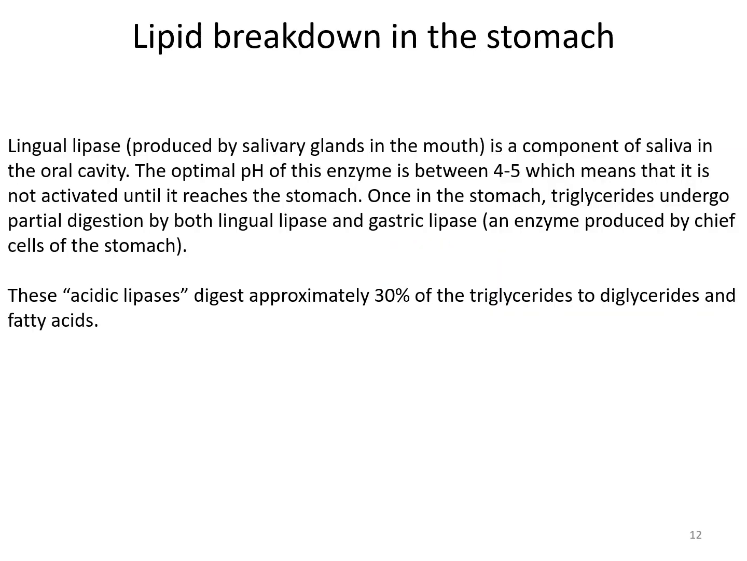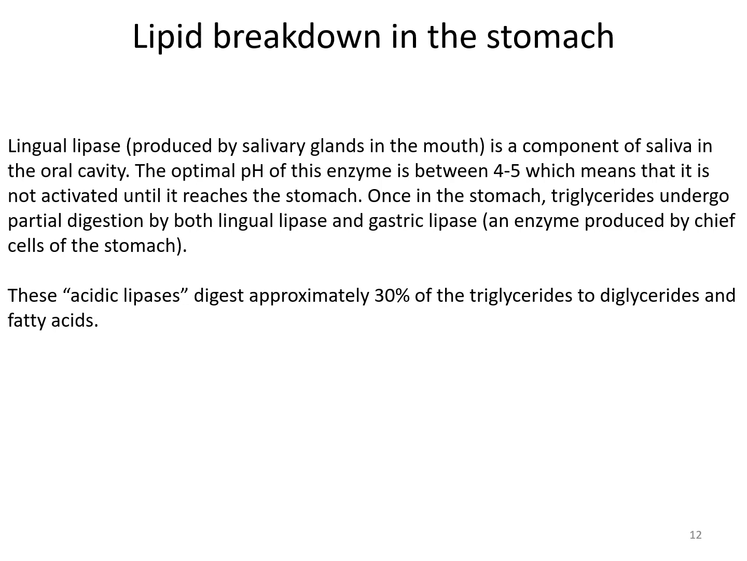Okay, so lingual lipase is an interesting enzyme. It's produced by the salivary glands in the mouth. So it's part of saliva, but it doesn't actually do its job there. It just kind of hangs out. The optimal pH for lingual lipase to work is between 4 and 5. So it doesn't actually become activated and do its job until it reaches the stomach. It just comes from the mouth, it's along for the ride until it gets to the stomach, and then that acidic environment activates the lingual lipase, and then it starts to do its job.